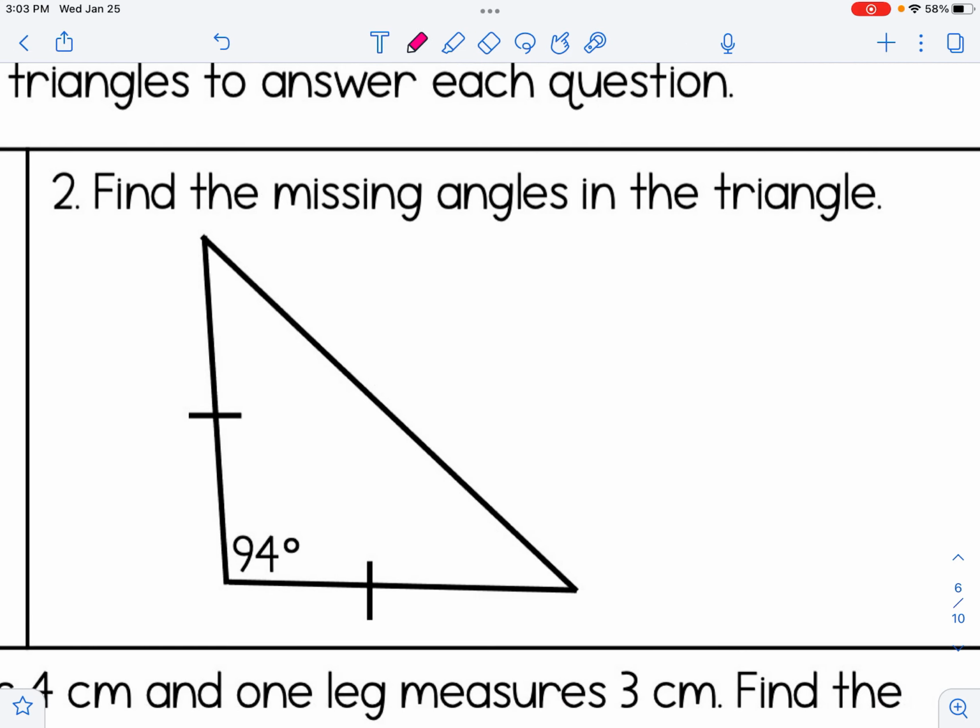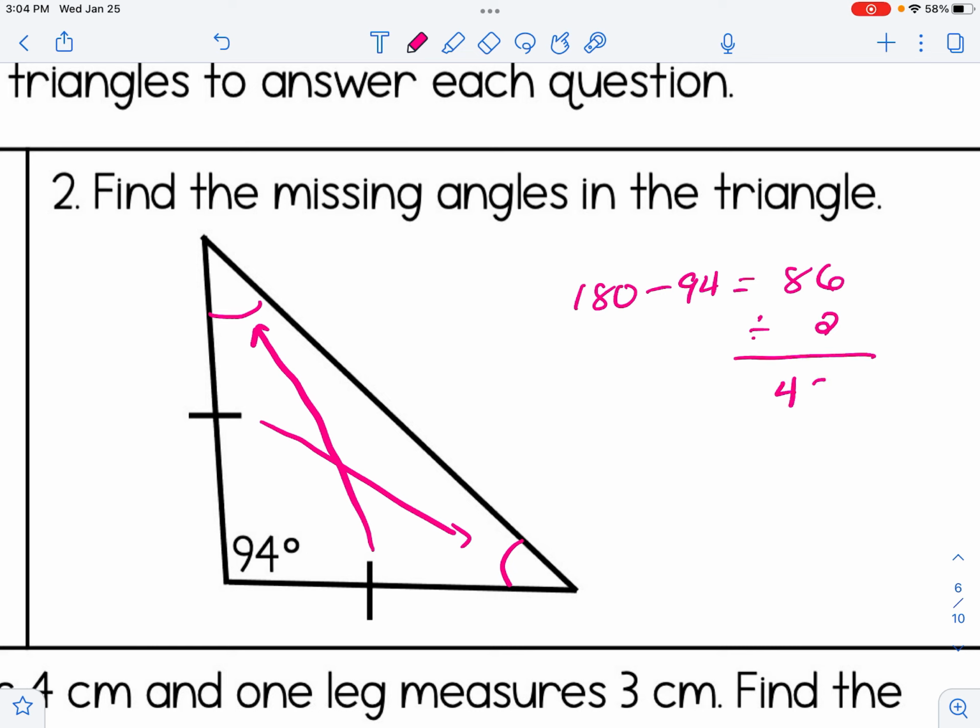Okay, let's take a look at number 2. Find the missing angles in the triangle. In this problem, we are seeing that the isosceles triangle has been rotated a little bit, so the base is not actually on the bottom here. So I'm going to draw those arrows back in to help remind me what two angles are congruent. And I see it's the two angles that are unmarked in this picture. So I'm going to subtract 94 from 180, which gives me 86. And then I'm going to split that between the two angles. So I know that each of the missing angles in this picture has a measure of 43 degrees.